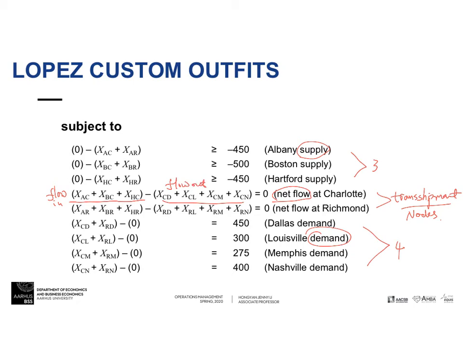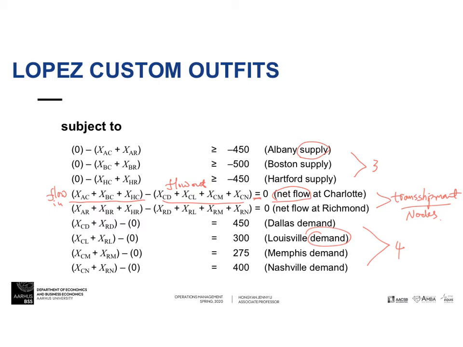If this is a balanced constraint, then basically we have an equality constraint, so flow in equals flow out. That's how you formulate all the constraints. So now you have 9 different constraints.